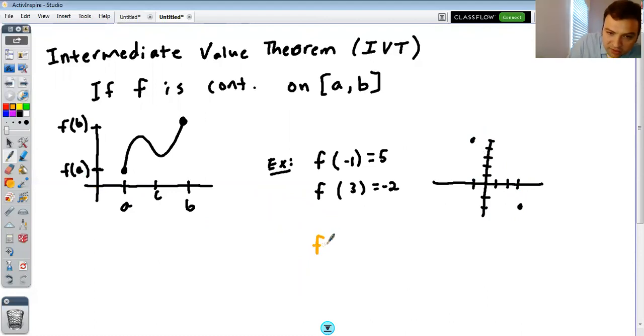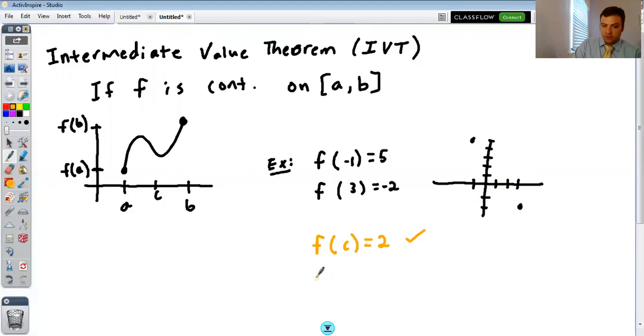Is there a point c such that f of c is equal to 2? Yeah, definitely, right? y equals 2, that's right here. It's got to pass through y equals 2, right? At some point, we don't know where, but there will be a point where it's going to pass through y equals 2, so that one's good.